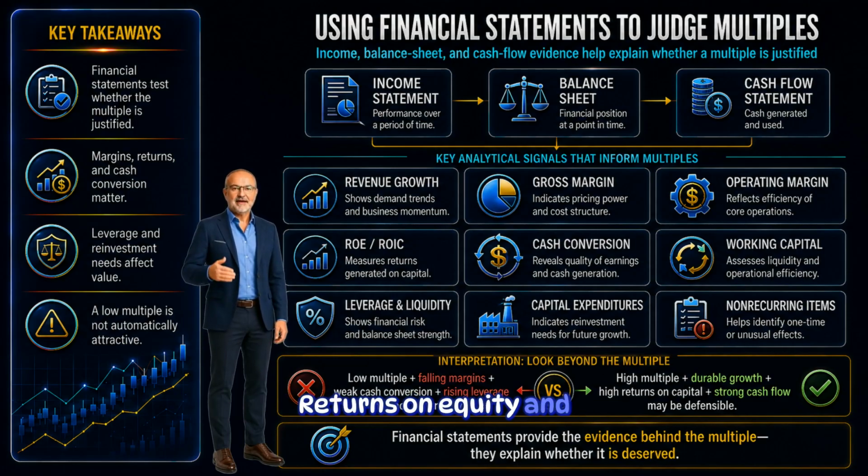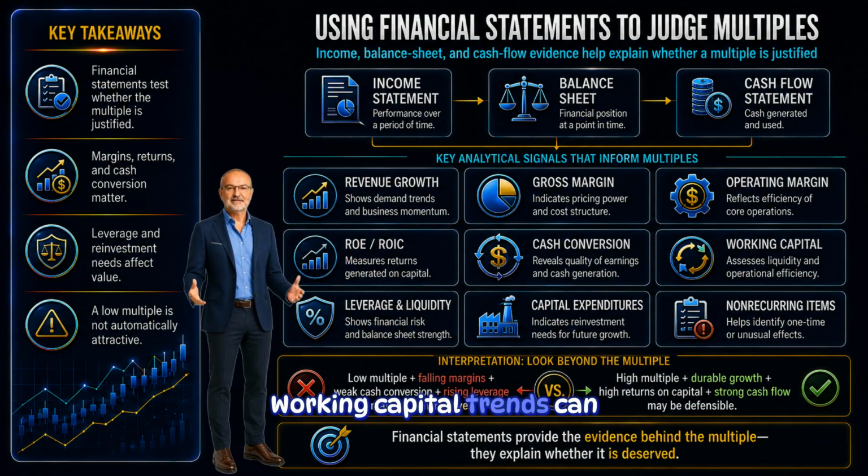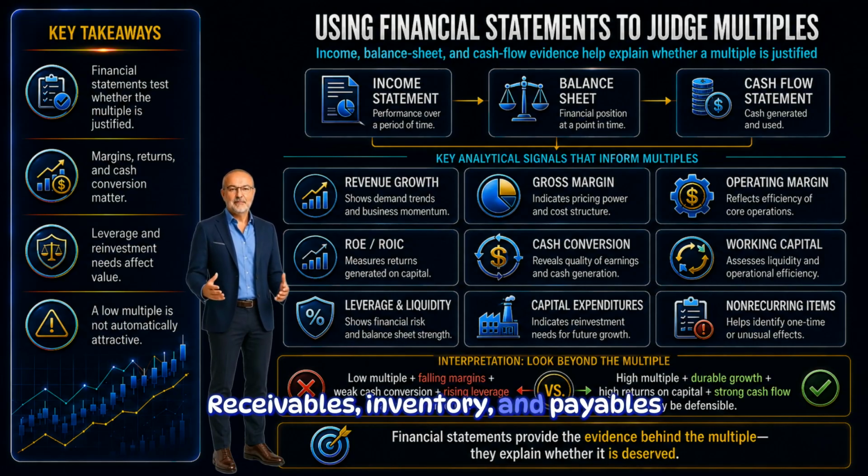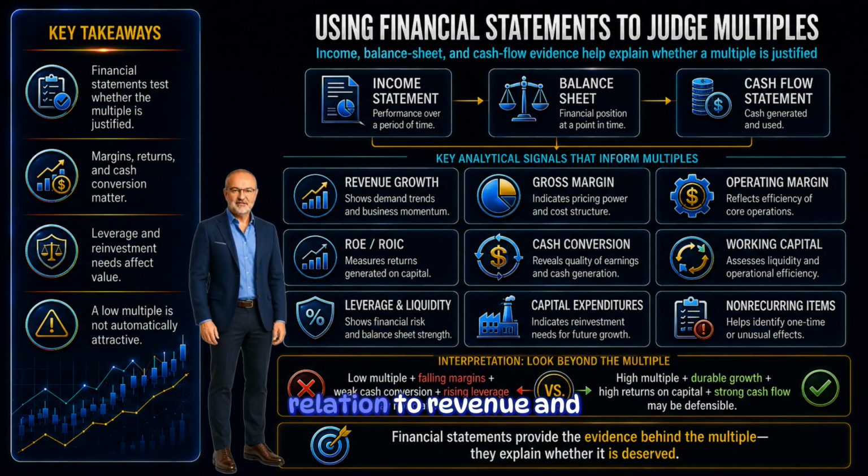Returns on equity and invested capital help us understand whether the company is earning attractive returns on the capital it uses. Cash conversion is also critical. Accounting earnings are more reliable when they translate into operating cash flow. Working capital trends can reveal important signals. Receivables, inventory, and payables should be analyzed in relation to revenue and business conditions.